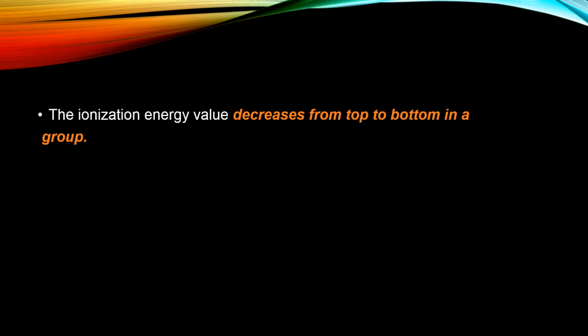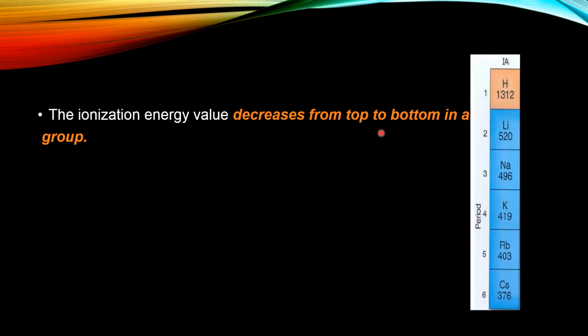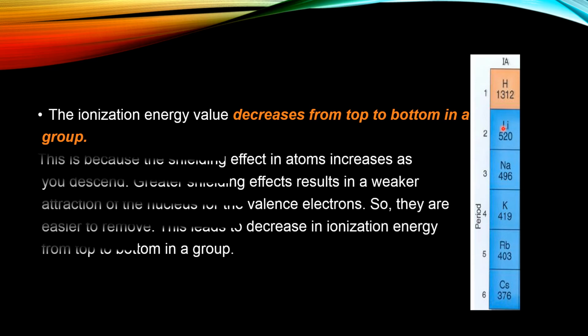So what is the periodic trend of this ionization energy? Ionization energy value decreases from top to bottom in a group. Here you can see that ionization energy in a group is decreasing. So hydrogen has the maximum ionization energy. Next is lithium, having less energy than hydrogen, then sodium having less energy than lithium. In this way, ionization energy value is decreasing from top to bottom in a group.